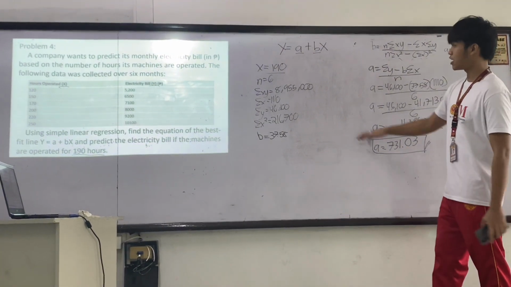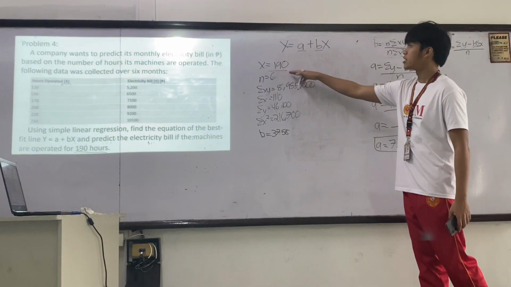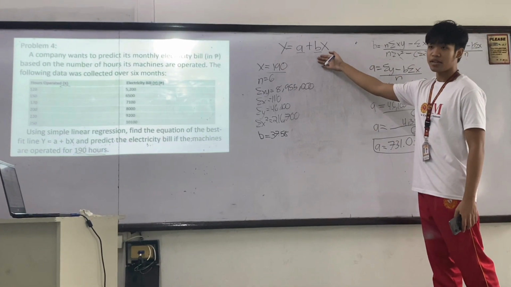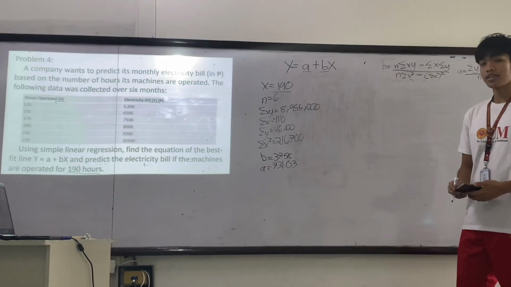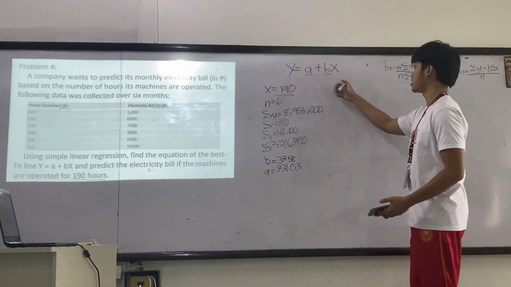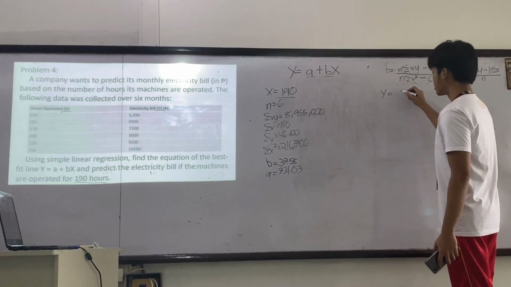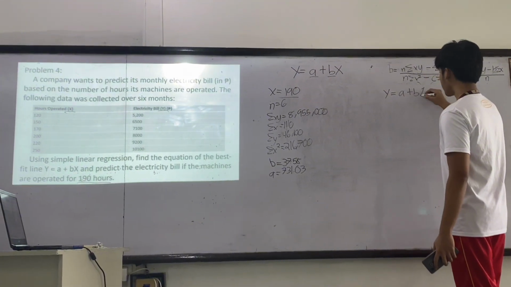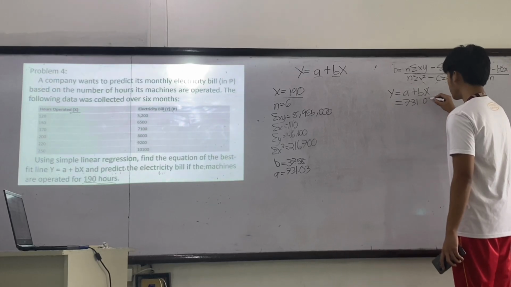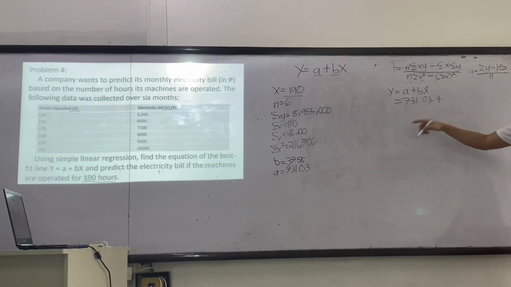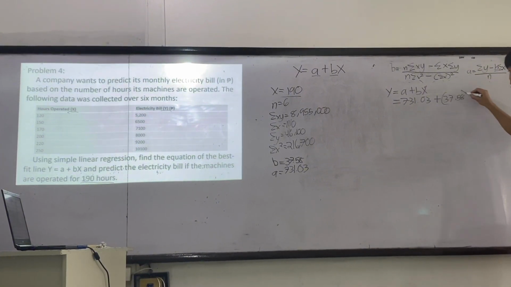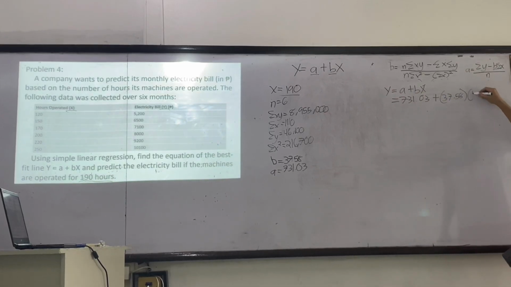Now that we have both the A and B and also the X, we can now proceed to getting the main equation or the main answer of the problem. So Y equals A plus B times X. So the value of A is 731.03 plus the value of B is 37.58 times X, which is 190.